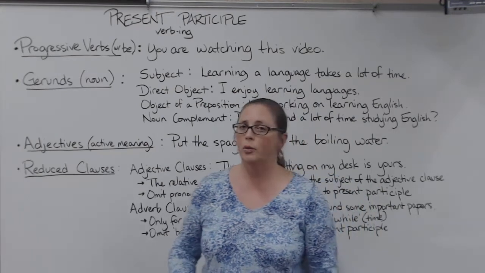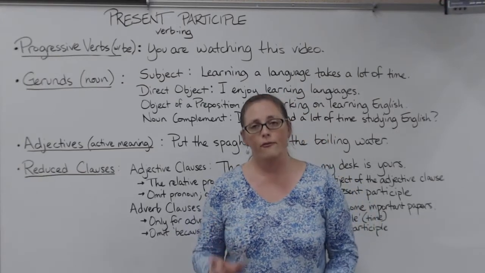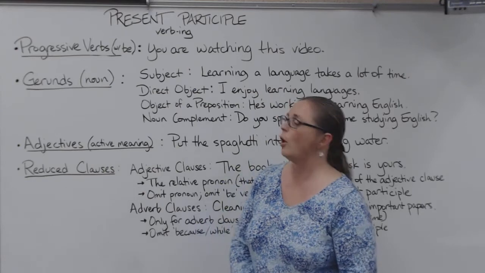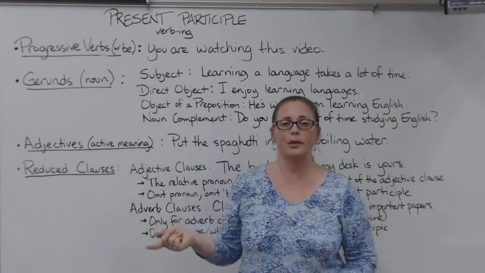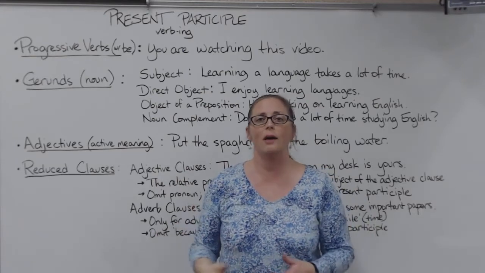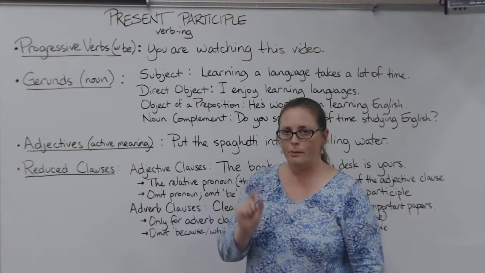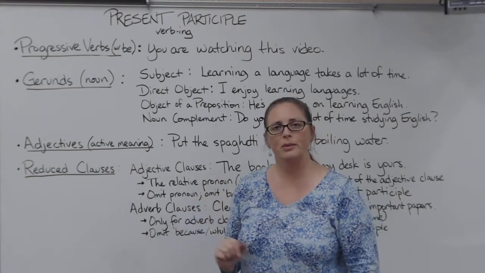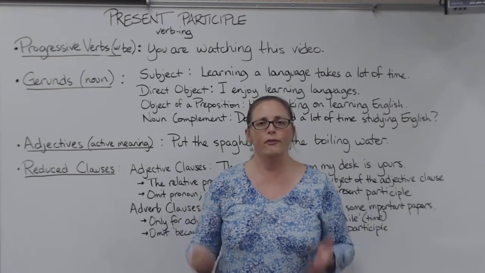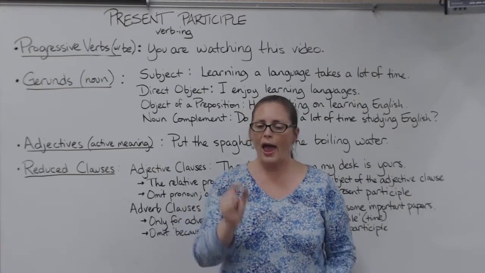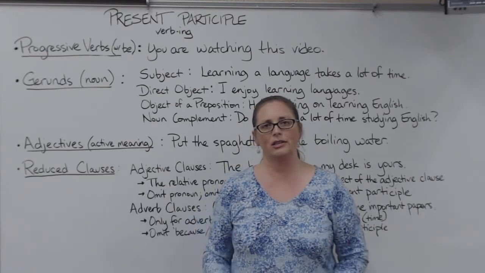One of the most common ways that you will see this used is in a progressive verb. A progressive verb always uses be plus the present participle. Is going, was coming, will be looking. So you need the be verb and then the present participle. The idea of this is an unfinished action at a specific point in time that you are looking at.